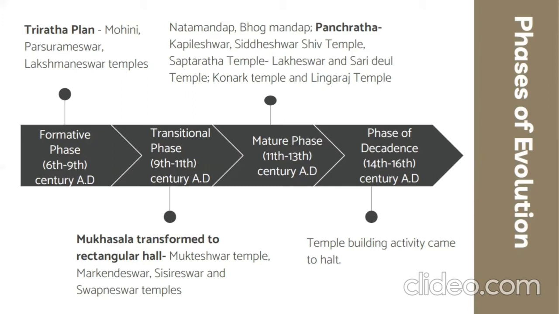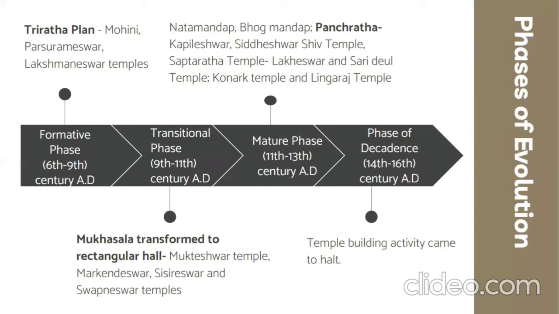The first phase is the formative phase, which starts from the 6th century AD to the 9th century AD. In this phase, the temples were mostly built in a three-ratha plan. The most famous temples of this phase are Mohini, Parshurameshwar and Nandi. The second phase starts from the 9th century AD to the 11th century AD, which is known as the transitional phase. In this phase, the Mukhashala transformed into a rectangular hall, and the most spectacular works of this phase are the Mukteshwar Temple, Markandeshwara Temple and Nandita.